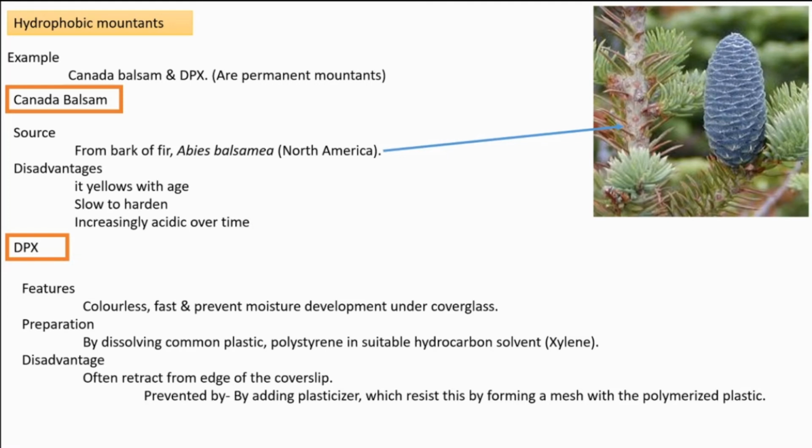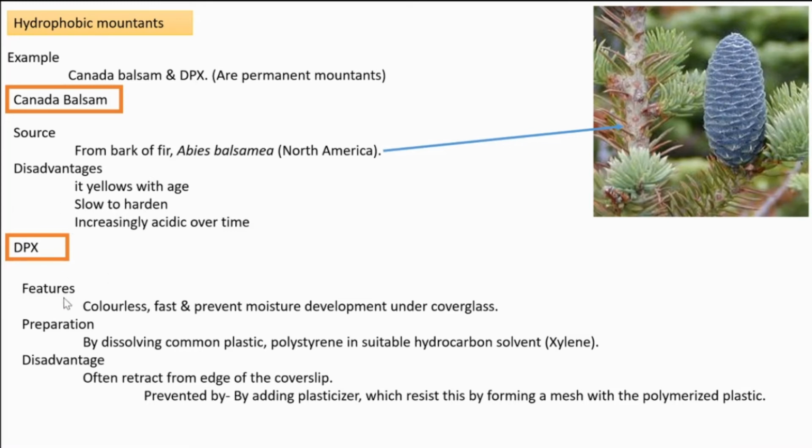Canada balsam's source is mainly the bark of fir, Abies balsamea, a plant native to North America. Its picture is given here. It is from its bark that we obtain the Canada balsam. There are disadvantages for Canada balsam too. After a long period of time, it gets yellowish, it is very slow to harden, and it becomes acidic over time. These are the disadvantages.